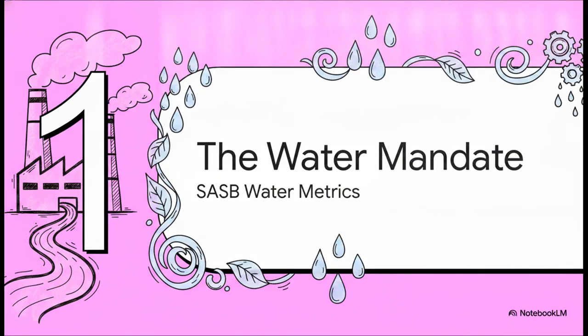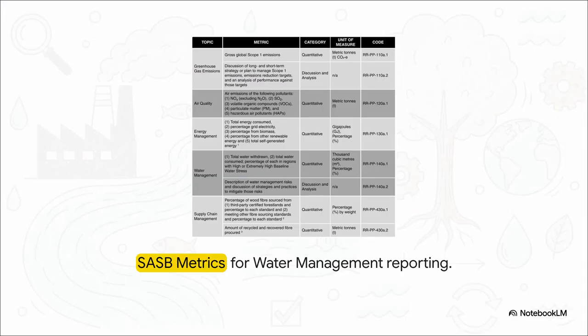All right, part 1, defining the water mandate, specifically looking at SASB water management metrics. So, long-term sustainability in the pulp and paper sector requires a really precise, highly structured framework to manage all those massive water inputs and outputs. Under the SASB framework, the required data is actually separated into two very distinct reporting metrics. First, you have RRPP 140A.1, which is purely quantitative. This is where you are reporting the hard numbers. We're talking thousands of cubic meters of water and strict percentages.